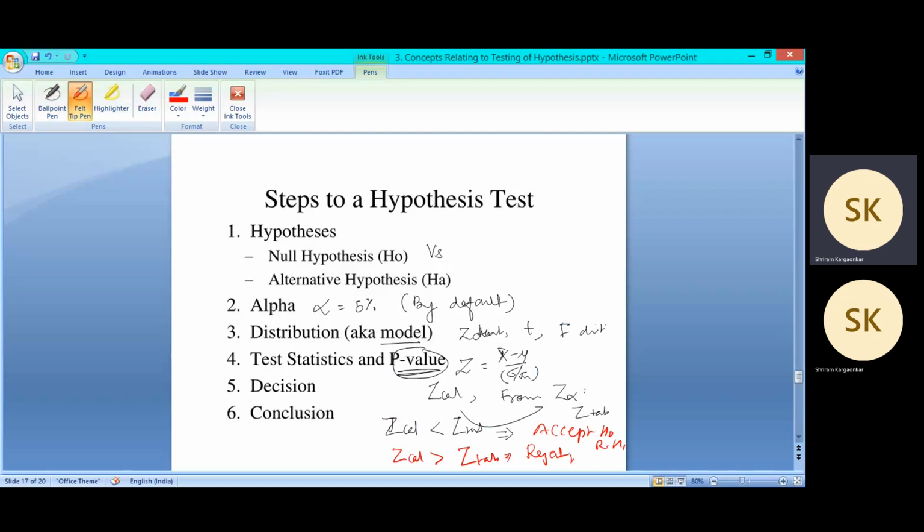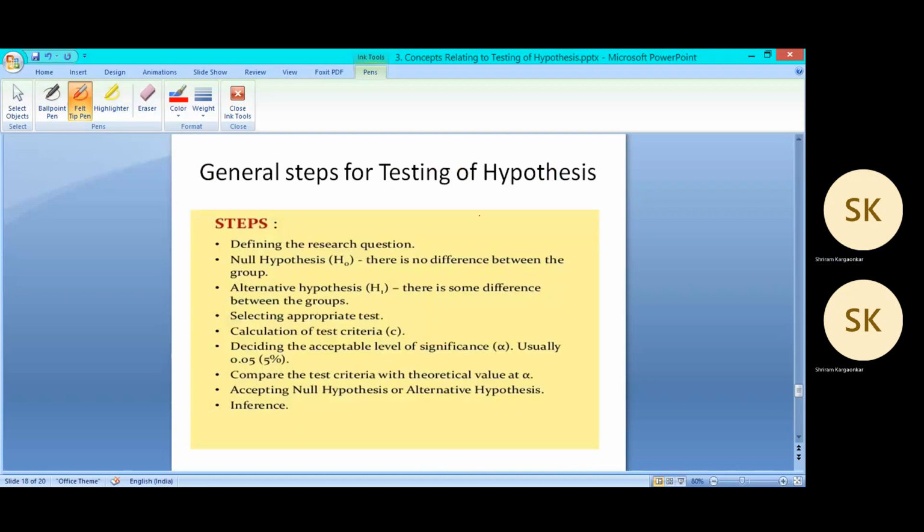After this process, you have to take the decision, just like I said. If the calculated value is less than the table value, accept H0, otherwise reject. And then you state the conclusion. So these are the steps of testing of hypothesis. These are the same general steps, but written in an elaborated way.